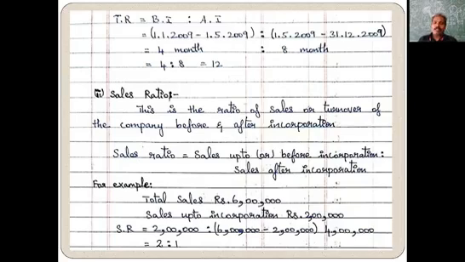One is total sales, another one is sales up to incorporation. So as per the sales ratio formula, it is sales up to incorporation to sales after incorporation. They have given directly that sales up to incorporation is rupees 2 lakhs. We should find out how much sales were made post incorporation. That means total sales minus sales up to incorporation. So 6 lakhs minus 2 lakhs, the remaining value is 4 lakhs. That means the ratio is 2 is to 1.